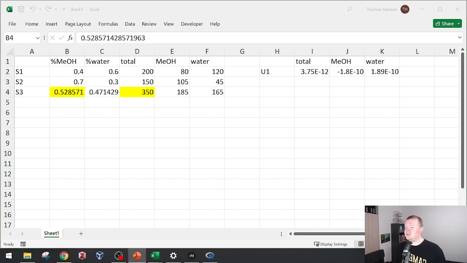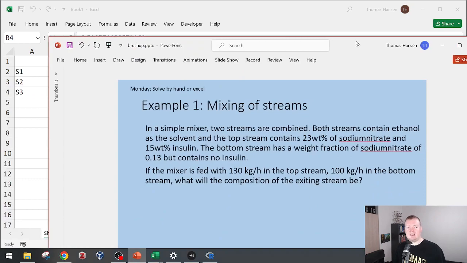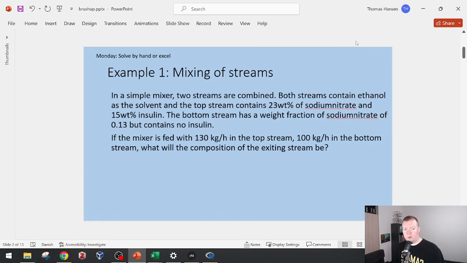Let's jump on to the next one. This one is the same principle really. We just have three components. In this case, we have our sodium nitrate, we have our insulin, and then we have our solvent. In this case, the solvent is ethanol.